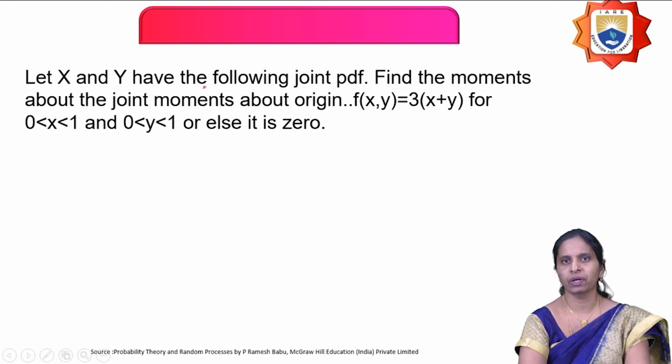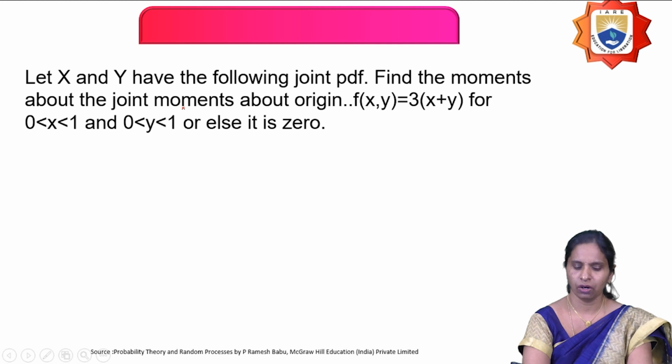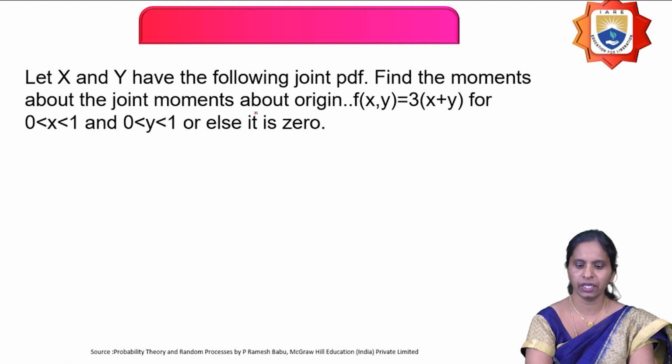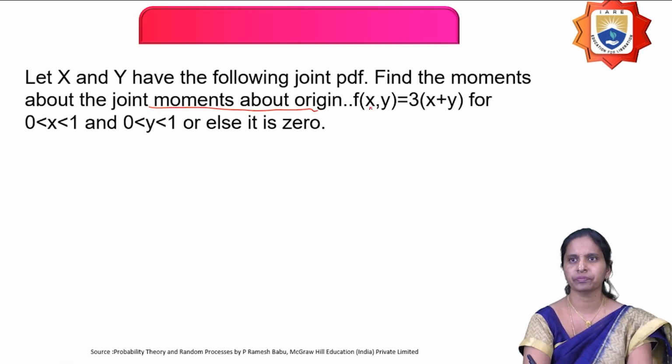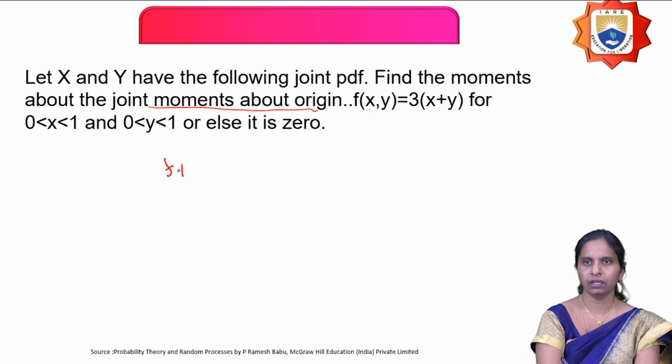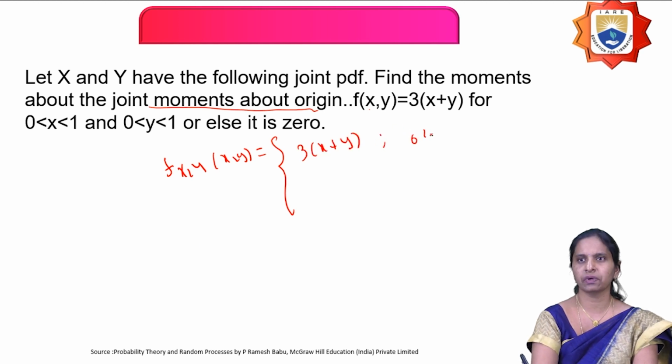Now let us see a problem. Let x and y have the following joint probability density function. Find the joint moments about the origin. What have they given? They have given that the joint probability density function fxy of x comma y is equal to 3 into (x plus y) when x is from 0 to 1 and y is from 0 to 1, and it is 0 otherwise.